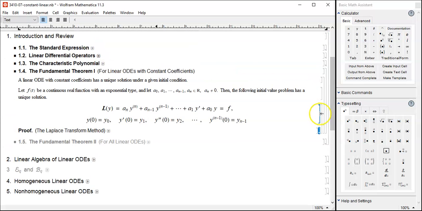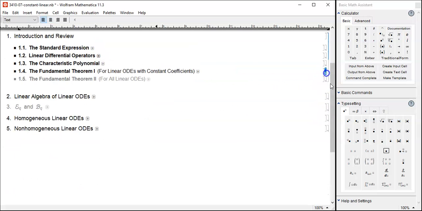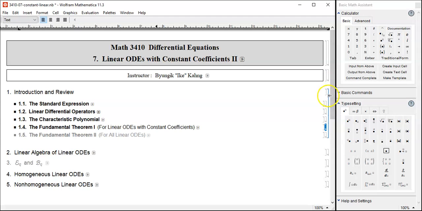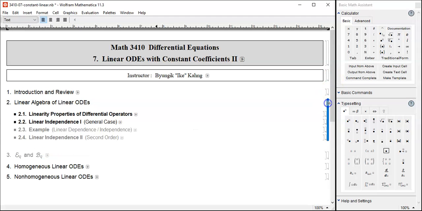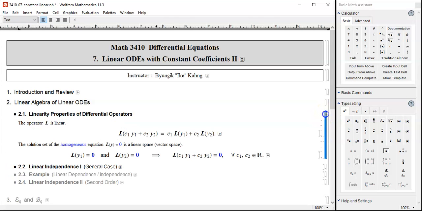Okay, all right, we established nearly all the theory part. Let's go to a bit of a technical detail and then we are going to be done. First, let's establish the linearity property of L. The operator L is linear.